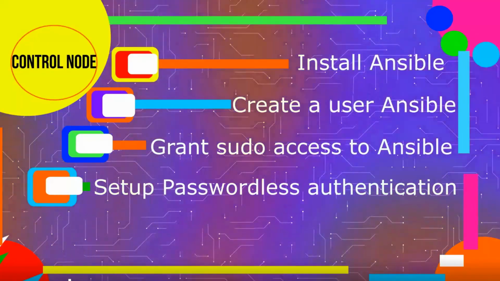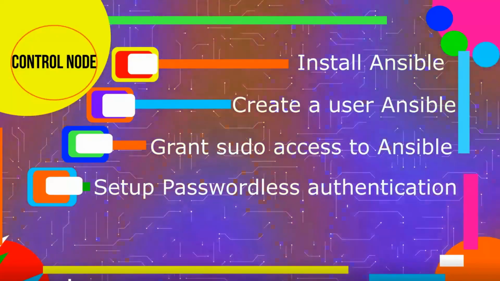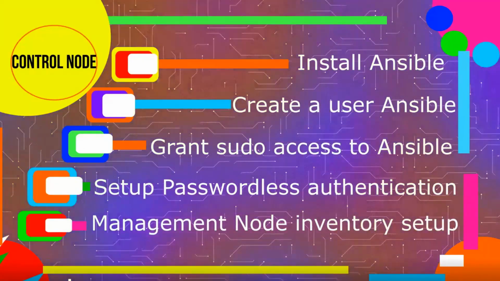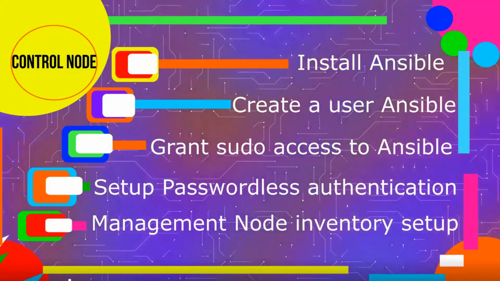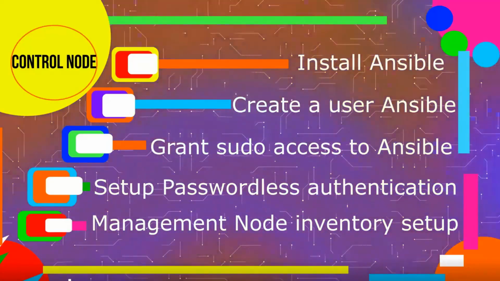Set up passwordless authentication between control and management node. Ansible is an agentless service, so we need to set up passwordless authentication between the control node and management node. So we need to generate an SSH key and copy the control node public key into the management node. So we need to create an SSH key in both servers.